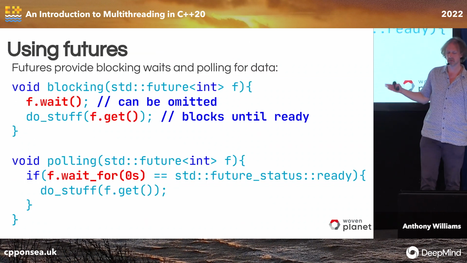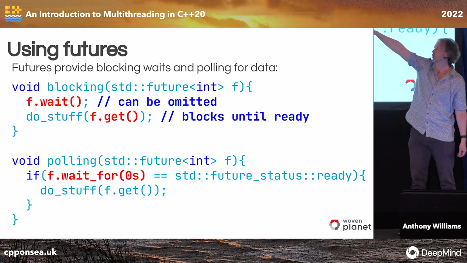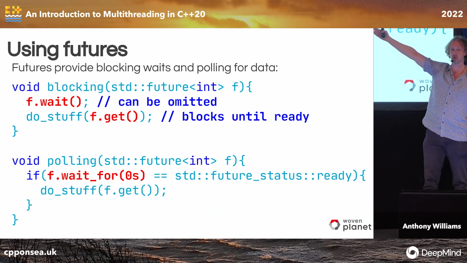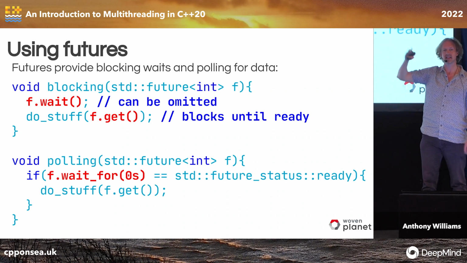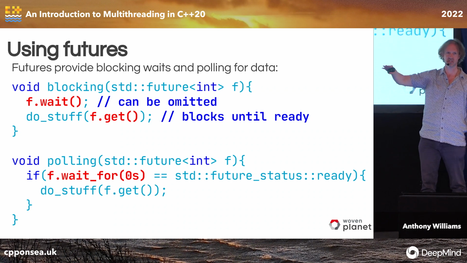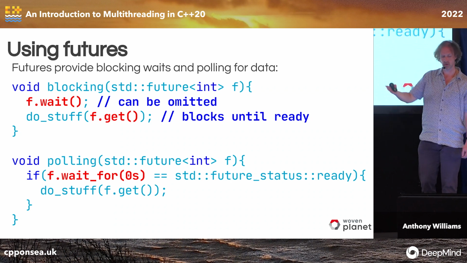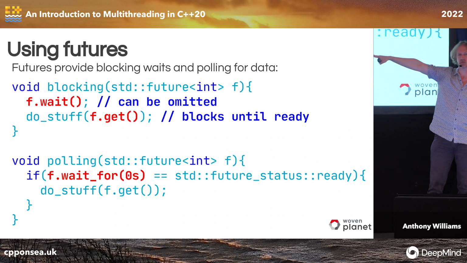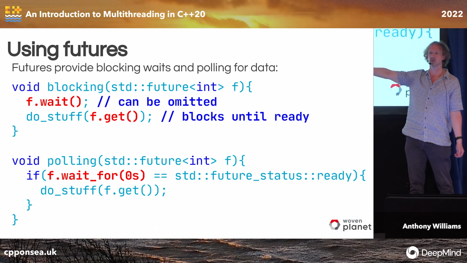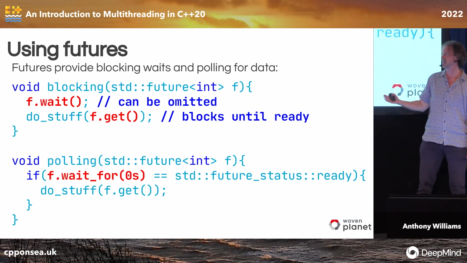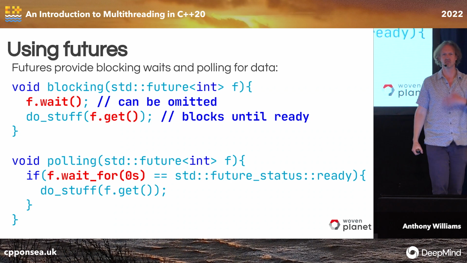So if we put that in some code, we have a blocking function that calls wait and then calls get. As I said, you can omit the explicit call to wait if you'd like. By putting both the wait and the get, you can choose where in your code the waiting happens, and you can put some extra processing between the wait and the get if you so desire. Or you can poll by just waiting for 0 seconds. I'm not going to wait at all, but is the data ready? Check the result. And if the data is ready, then you can conditionally call get to actually read that data.